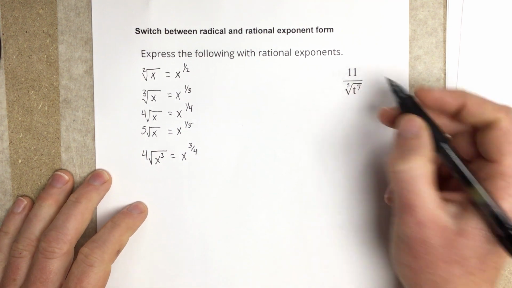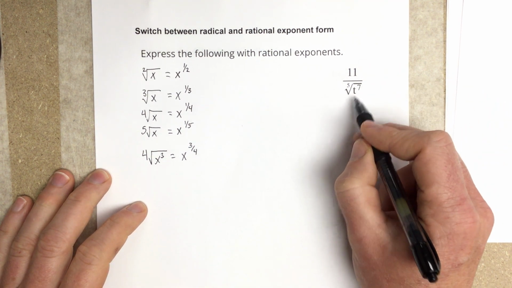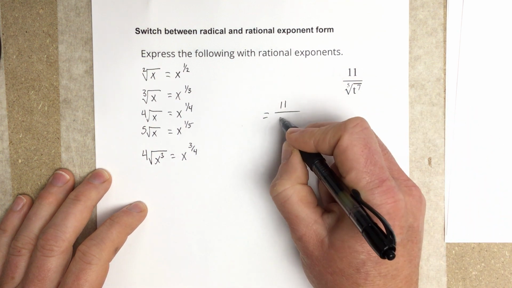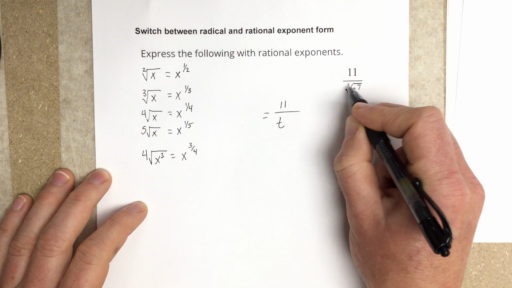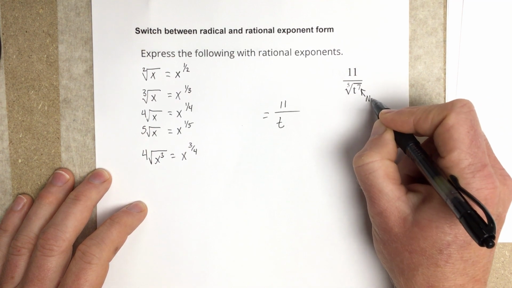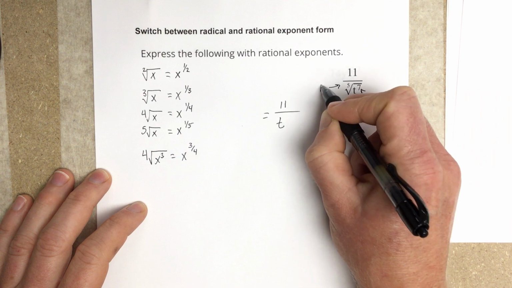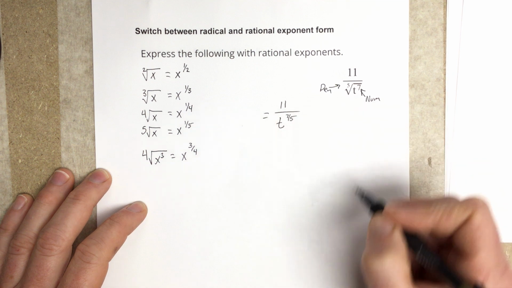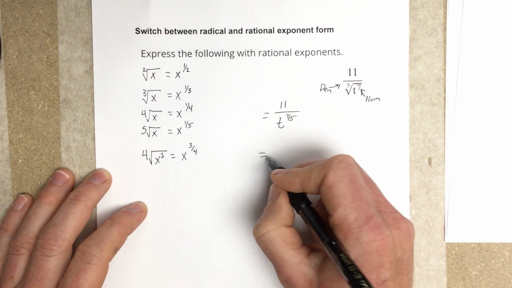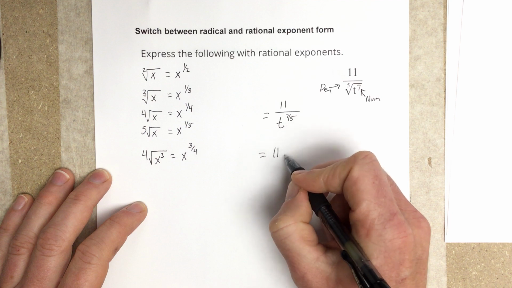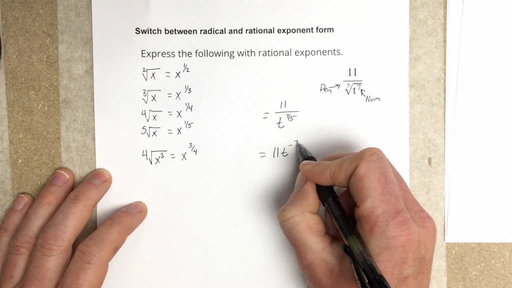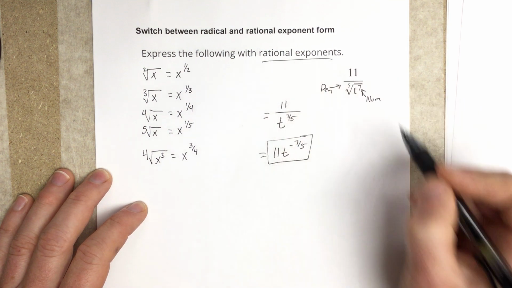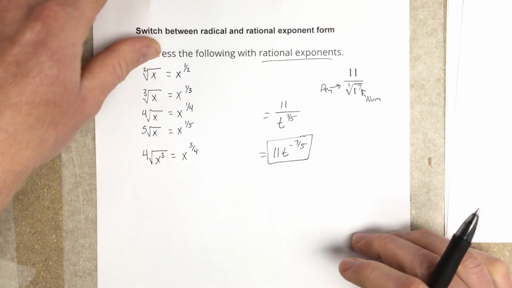So we go to this problem here, and I have 11 over the 5th root of t to the 7. I can immediately write that as 11 over t. Remember, this is the numerator and this is the denominator. We end up with t to the 7/5. But because it's in the denominator, they want it to be written in the numerator. We're going to write that as 11t to the -7/5. We're going to write it as a negative exponent, just because they want us to have rational exponents and no fraction.